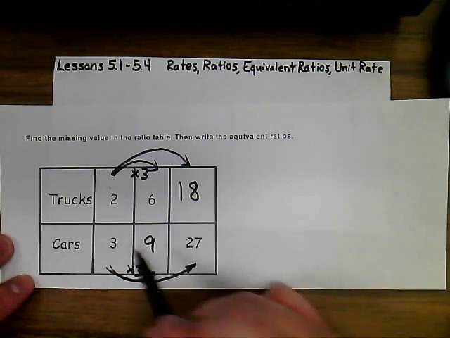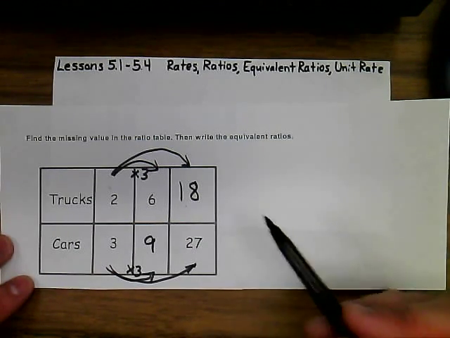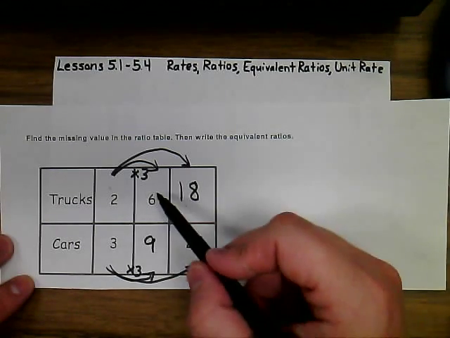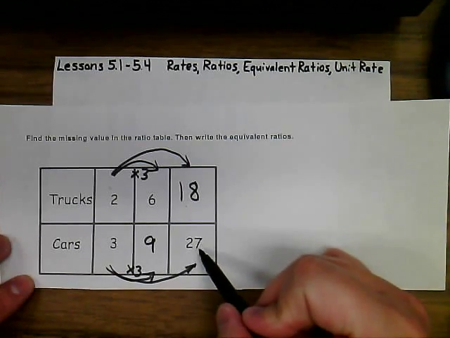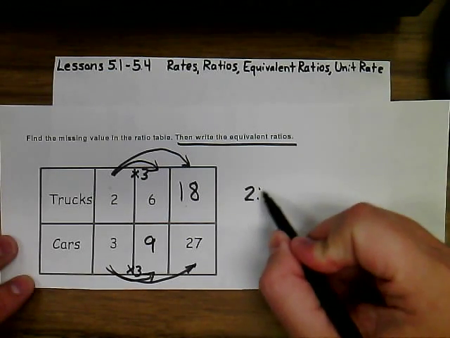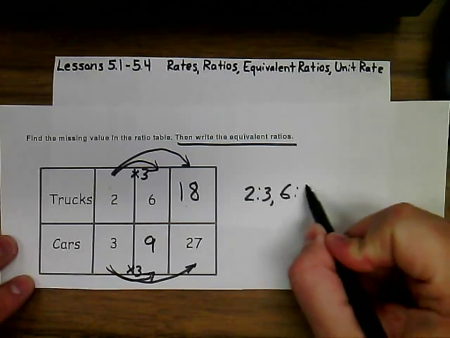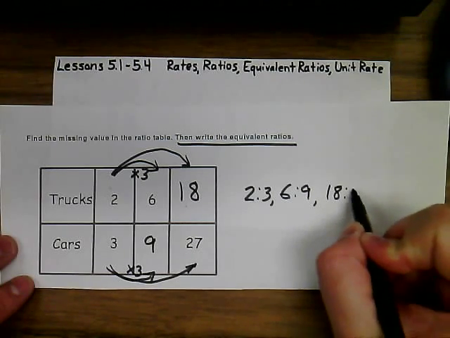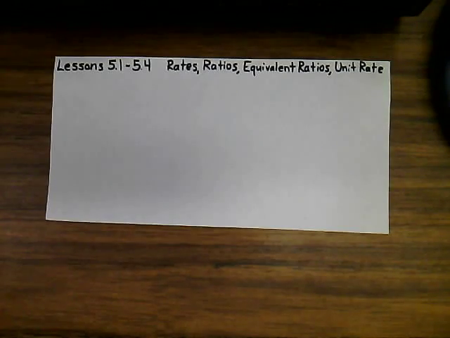So this shows 3 equivalent ratios. The ratio of trucks to cars can be 2 to 3, 6 to 9, or 18 to 27. So when we're asked to write the 3 equivalent ratios, we would write 2 to 3, 6 to 9, 18 to 27. We'll do one more example here.